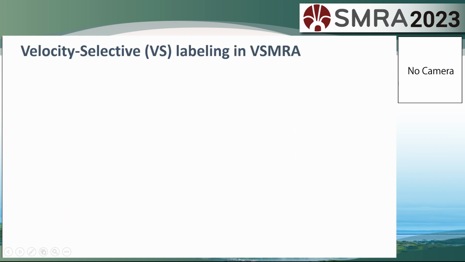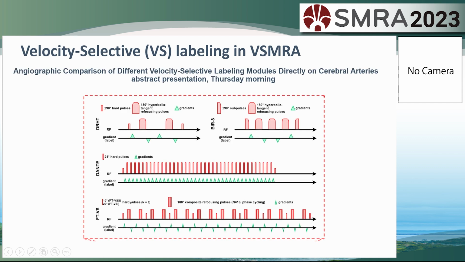Velocity-selective ASL is also used in ASL angiography. The advantage of velocity-selective ASL is that the blood spins are labeled within the large imaging volume, which means the labeled blood can be created much closer to the distal arteries. I will be giving a presentation Thursday morning on an abstract titled Angiographic Comparison of Different Velocity-Selective Labeling Modules directly on cerebral arteries.